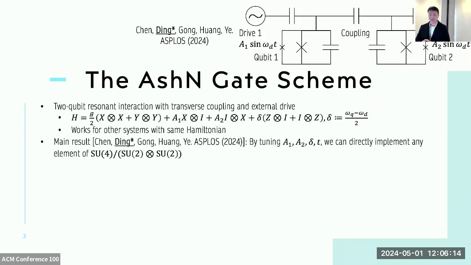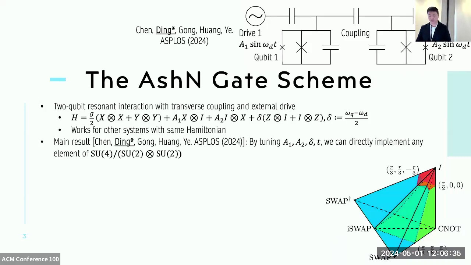So the main result is, given this Hamiltonian, we can now tune these different parameters. You can tune the amplitude of your drive, you can change the frequency of your drive, and you can also change the evolution time, how long you evolve your qubits for. And thereby we can prove that you can directly implement any element of SU(4) modulo SU(2) tensor SU(2). And just to remind you, that's that tetrahedron space right here.